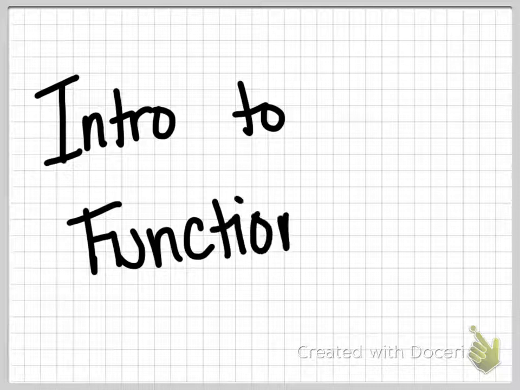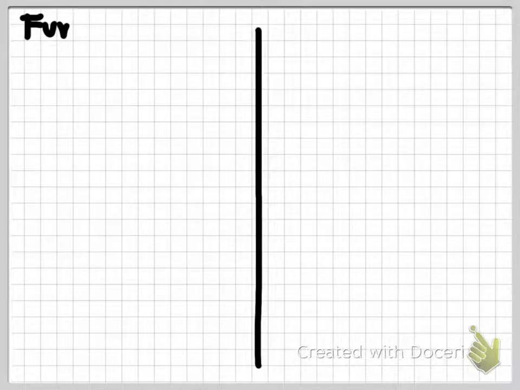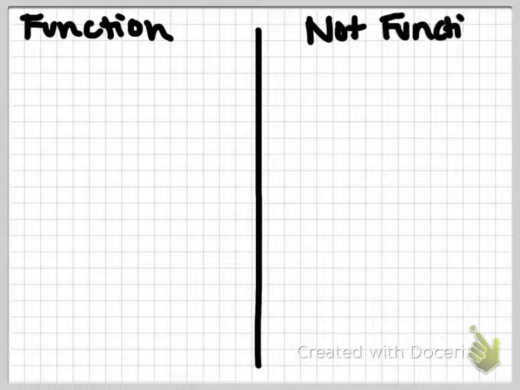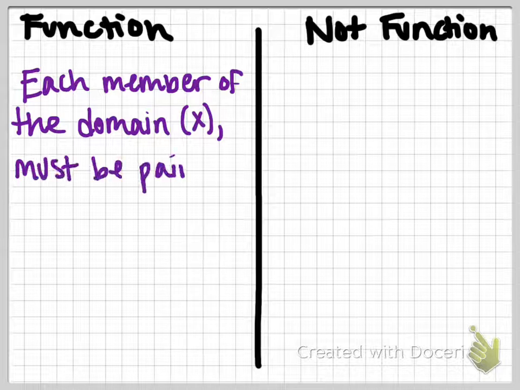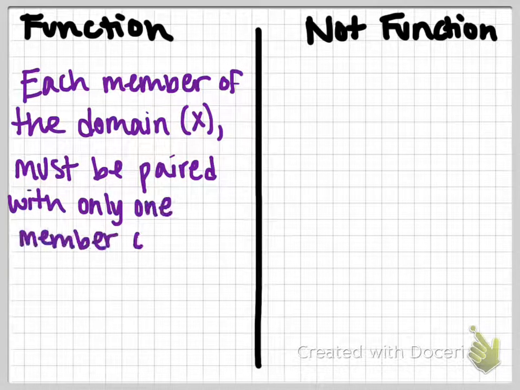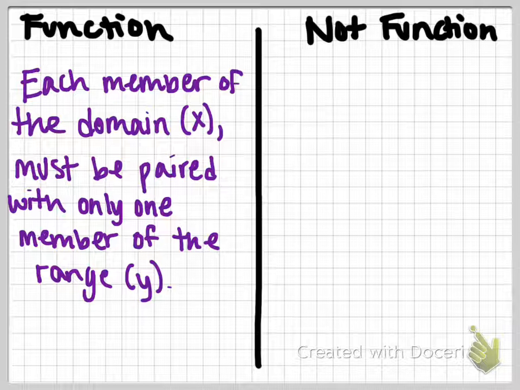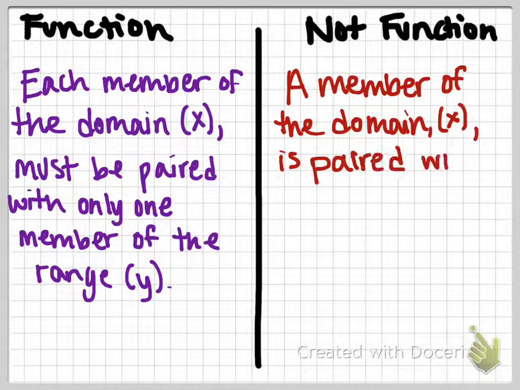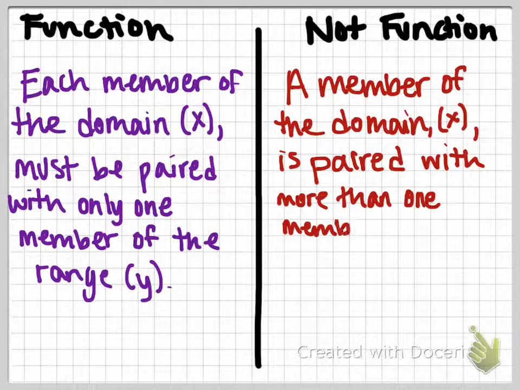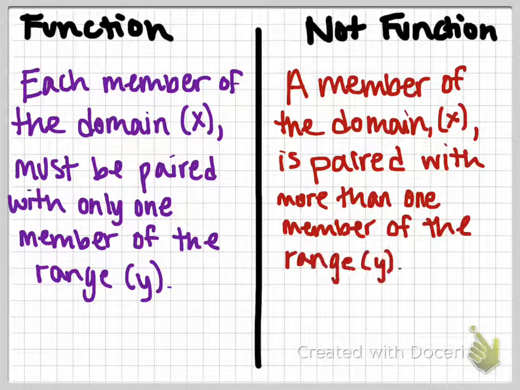Our third topic in this section is an introduction to functions. The basic definition of a function is that each member of the domain, or the x values, must be paired with only one member of the range, or the y values. So the definition of a not function would be a member of the domain, x, is paired with more than one member of the range, y.